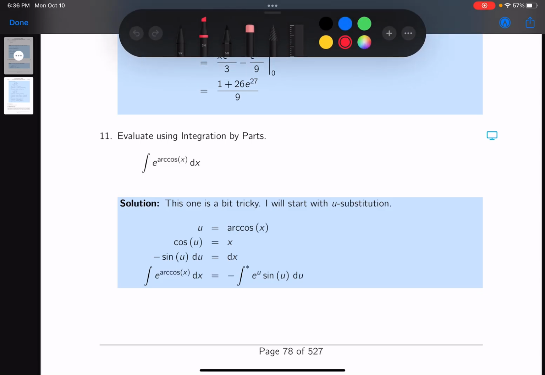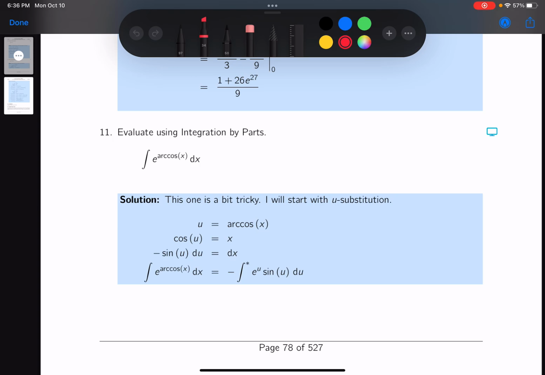Okay, I consider this to be a tough problem, especially if the instruction says, use integration by parts to evaluate that. I think it's tricky. And so I'm going to start off with a u substitution, and then I'll go to parts, right? So I'm going to let u equal arc cosine of x, and then I rewrite this as cosine of u is equal to x. Pick the differential. The derivative of cosine is minus sine, so minus sine u du, and then I get 1 dx.